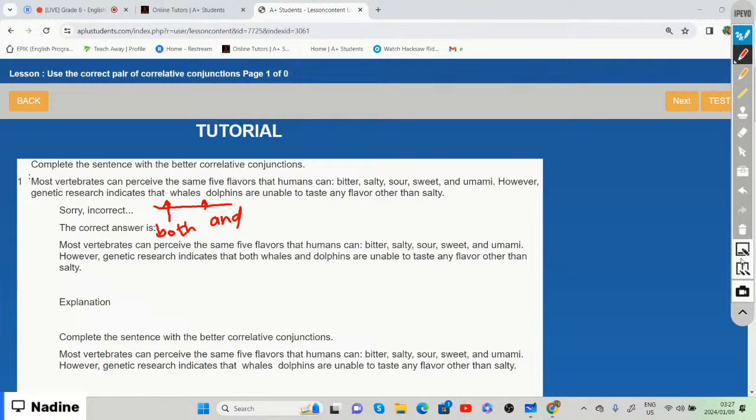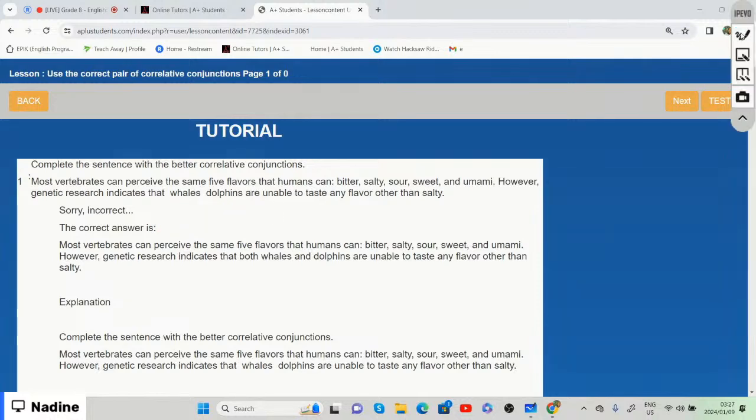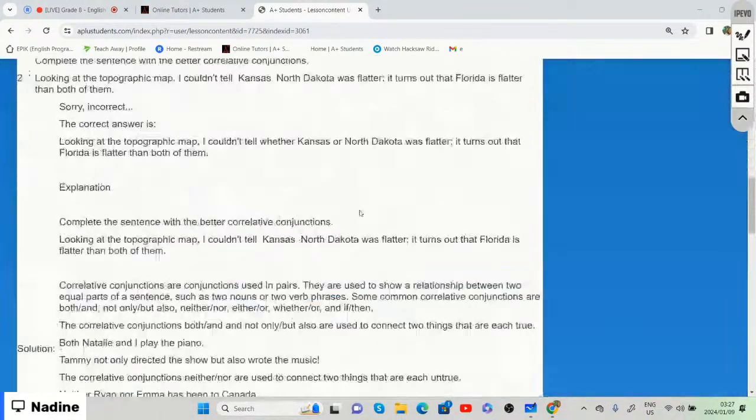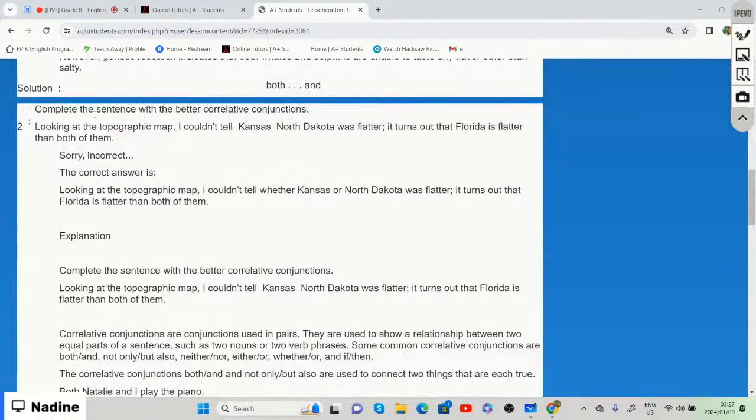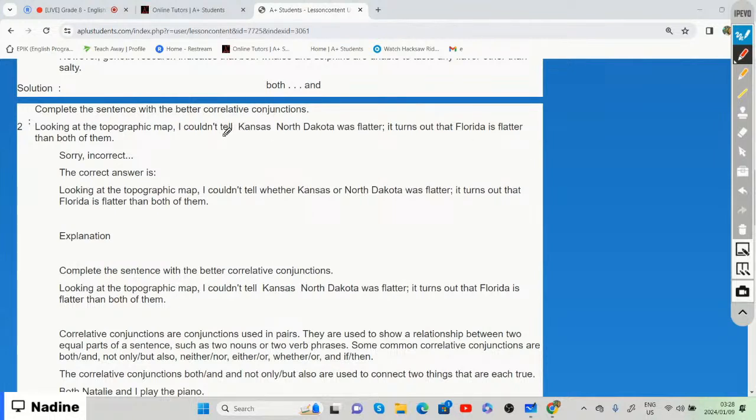All right, so now we're going to look at another sentence. It says, complete the sentence with the better correlative conjunctions. Looking at the topographic map, I couldn't tell. We need to add our correlative conjunction over here, which is here and here. So looking at the topographic map, I couldn't tell whether Kansas or North Dakota was flatter. It turns out that Florida is flatter than both of them.